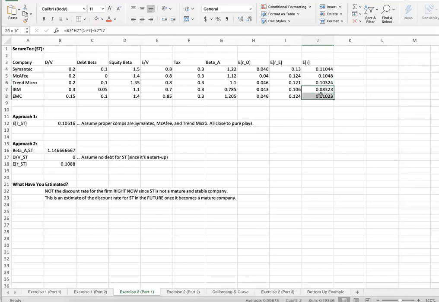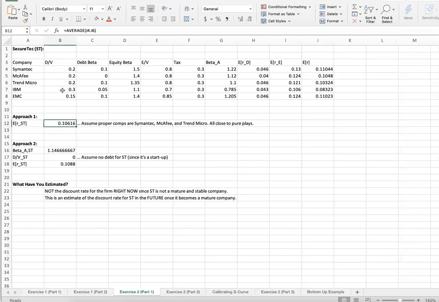I also did the calculations for IBM and EMC, but as you'll see here, I only took the average of these 3 companies to get my discount rate, because these were 3 companies that are almost entirely focused on virus screening software, whereas these other 2 companies, it's tough to interpret what their discount rate means, because they participate in many different lines of businesses. And actually, if anything, virus screening is a tiny sliver of both of these businesses.